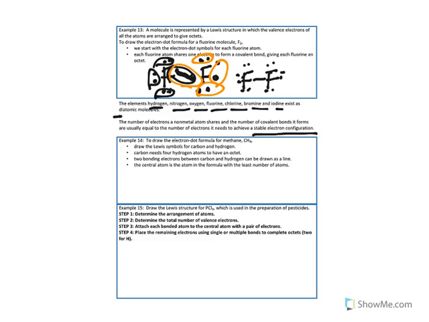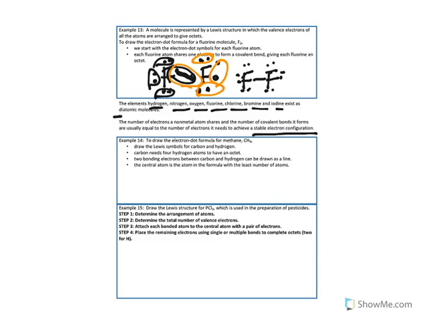There are a few exceptions like hydrogen, which is satisfied with less than 8, and there are also a few elements that prefer more than 8, but most of what we'll deal with are 8. So let's try another one. Let's draw the electron dot formula or Lewis structure for methane.